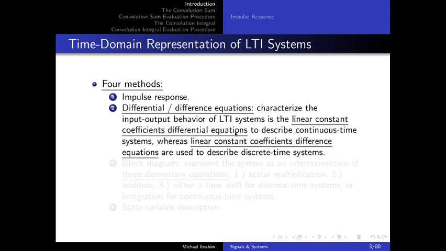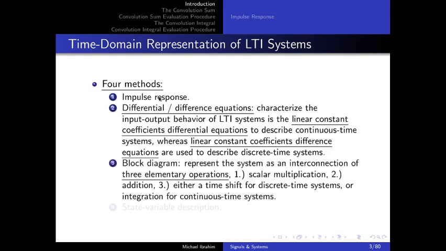As a matter of fact, in the next chapter in the Laplace transform, we will see how we can use a differential equation to describe a system and how we can transform it into an impulse response and move on. The third method is using block diagram representation, where a system can be represented using mainly three elementary operations: multiplication, addition, and shifting. But again, we will not deal with this kind of representation right now. It's kind of out of scope. And the fourth method is a state variable description.